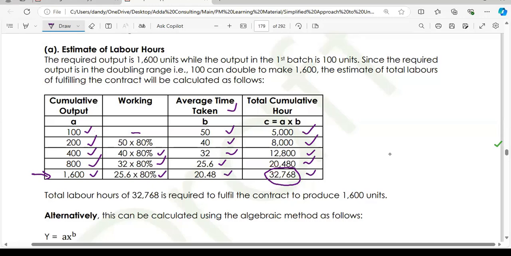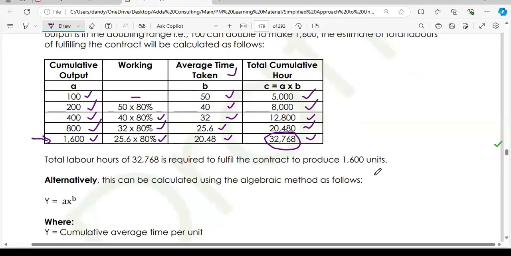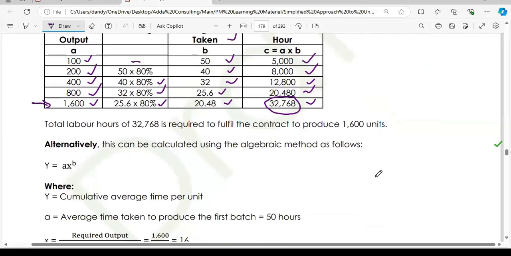So if I don't want to use the tabular method, like I told you, the algebraic method can be used for any case, whether it is within the doubling range or not. You can use the formula of y equals a multiplied by x raised to power b. I can use it to do anything. So let's use the algebraic method and see what we are going to get.